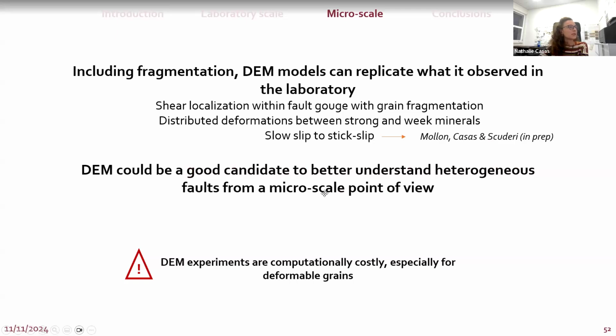So again, the DEM model can replicate what is observed in the laboratory. We saw it with grain fragmentation. We can still do a mixture between strong and weak minerals. And we are also implementing springs within the model to be able to go from slow slip to stick slip, with Guillaume Molon and Marco Scuderi. Just that, depending on what you do, DEM can be computationally costly. So this is a kind of limitation.